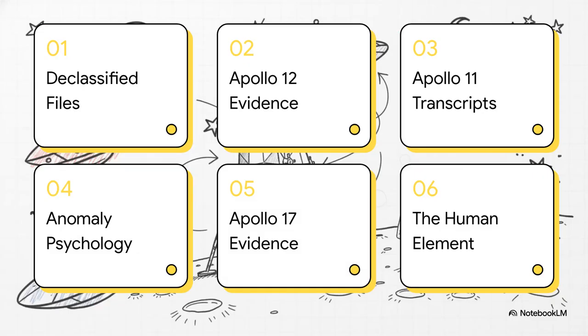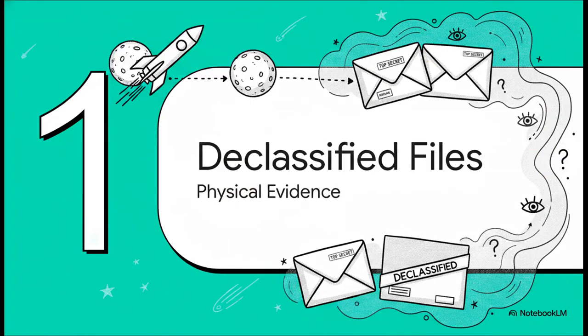to the moon. Here's our roadmap for this explainer. We'll start by establishing the declassified files, dive into the striking visual evidence from Apollo 12, listen in on the Apollo 11 transcripts, analyze the psychology behind these anomalies, check out Apollo 17's visuals, and finally, we'll look at the human element of it all. All right, let's kick things off with the declassified Apollo files and establish the physical evidence.